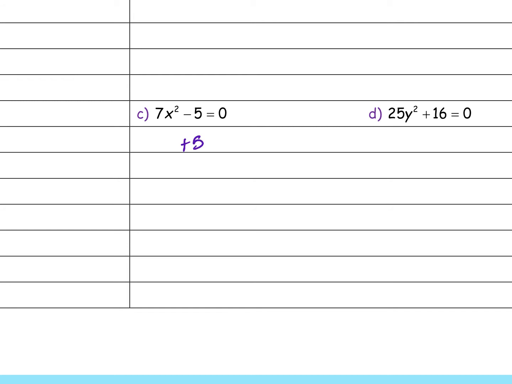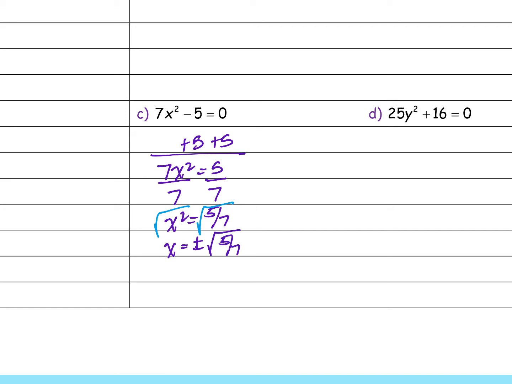Add 5. And I'm going to get 7x squared equals 5. Divide by 7. x squared equals 5/7. Square root. And x is going to equal plus or minus the square root of 5/7.